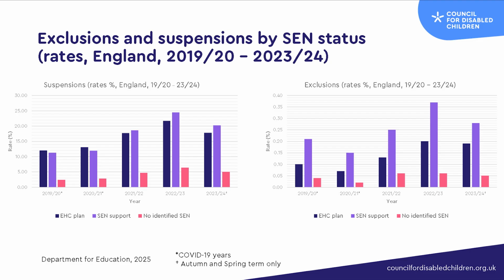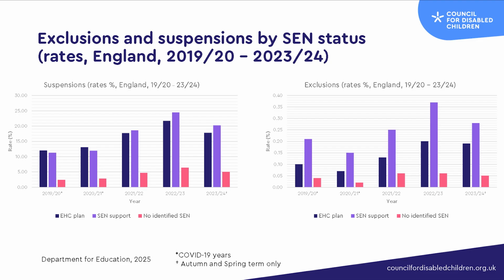The latest data show the scale of the gap. Pupils on SEN support are about 5 times more likely to be suspended or permanently excluded than their peers with no SEN. Pupils with an EHCP are about 3 times more likely. And here's the striking point. Even with the statutory protections and support planning that comes with an EHCP, those pupils are still 3 times more likely to be excluded. For pupils on SEN support who don't have that legal framework, the risk is even greater.